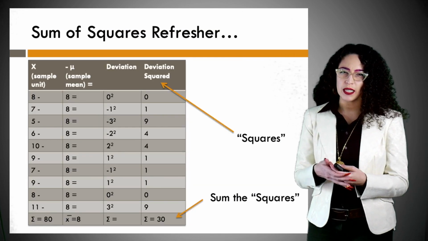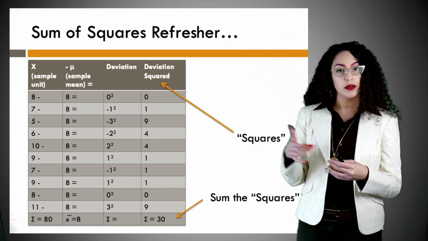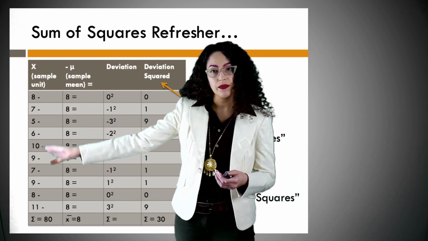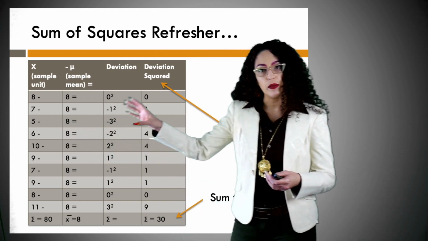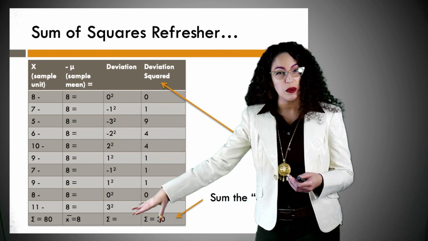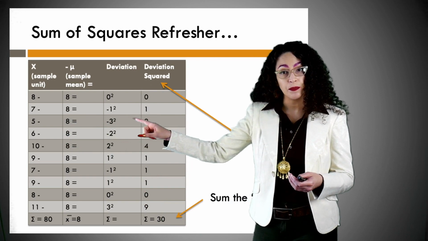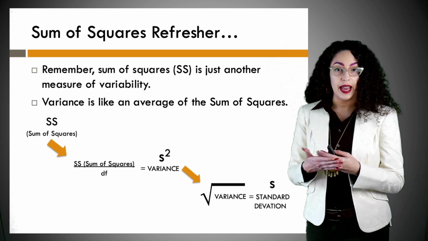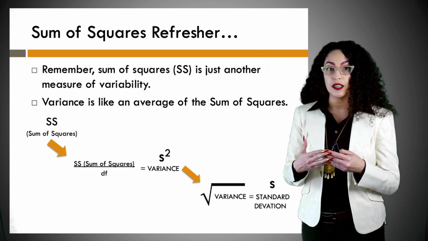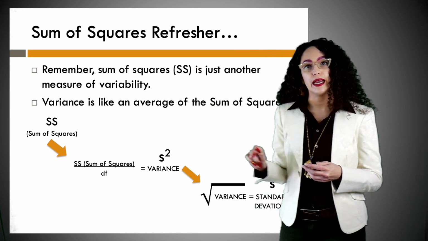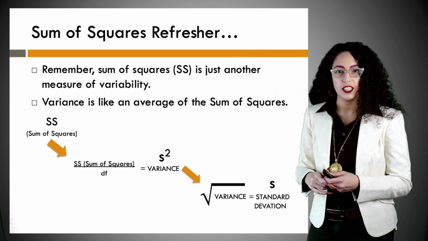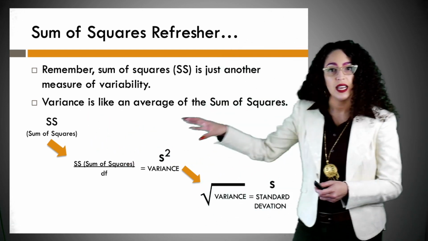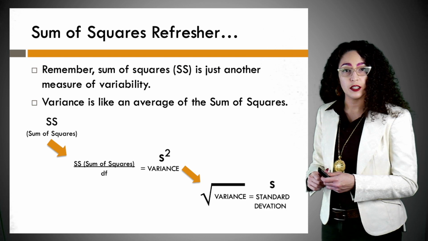Let's have a quick refresher of what sum of squares is again. It's like the precursor to standard deviation. Remember, we have all of our sample units, we subtract the mean, and we have these deviations. But if we added them all up, they would just be 0, so we have to square them. So we square them all and sum them, and we get our sum of squares. Sum of squares is just another measure of variability. It's just further up the line, hasn't evolved all the way into standard deviation. Remember, we go from sum of squares, then we divide by degrees of freedom to get variance, and then we square root and we get standard deviation.